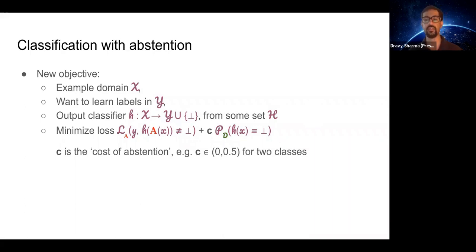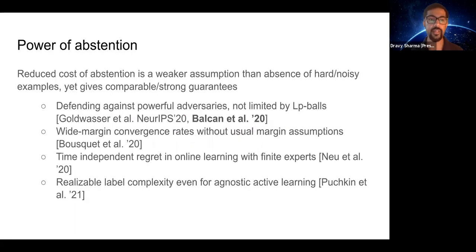For example, if there are two classes, you really want C to be somewhere between 0 and half, because it should be less than half. With a loss of half, you can just make a random guess and still get that, so you would basically never abstain.